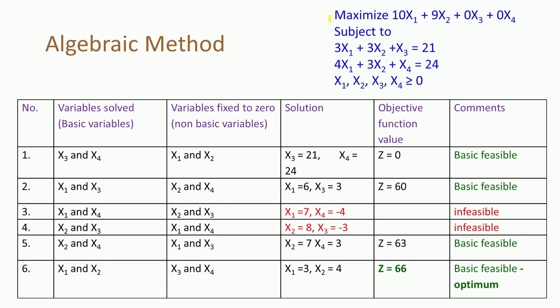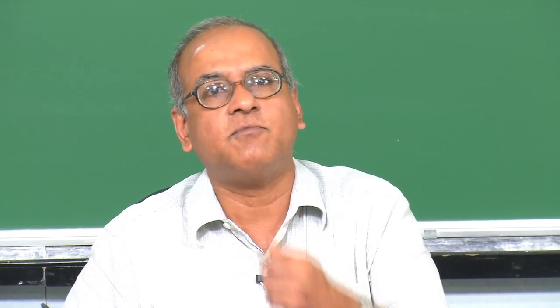The problem that we are going to solve is given here: maximize 10x1 plus 9x2 plus 0x3 plus 0x4 subject to the first equation here, second equation here, and so on. So there are 4 variables and 2 equations, and since we have 2 equations, we can solve only for 2 variables at a time. So we choose 2 variables that we are going to solve, which means the other 2 variables that we are not going to solve, we have to give them some value.